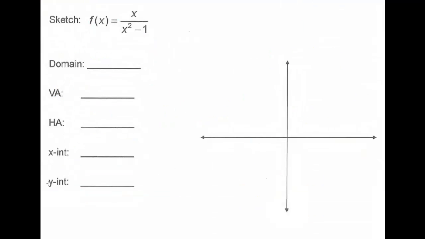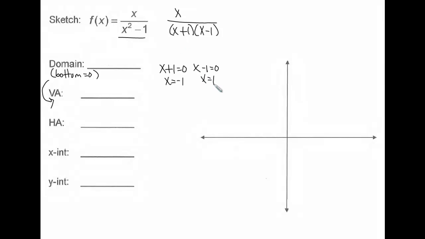Now let's sketch the function x over x squared minus 1. We want to factor first. So I have x on top. This is a difference of two squares. To find the domain and the vertical asymptotes, we set the bottom equal to 0, and x is equal to positive or negative 1. So the domain is all real numbers, but x is not equal to -1 or 1. The vertical asymptotes are x equals -1 and x equals 1.